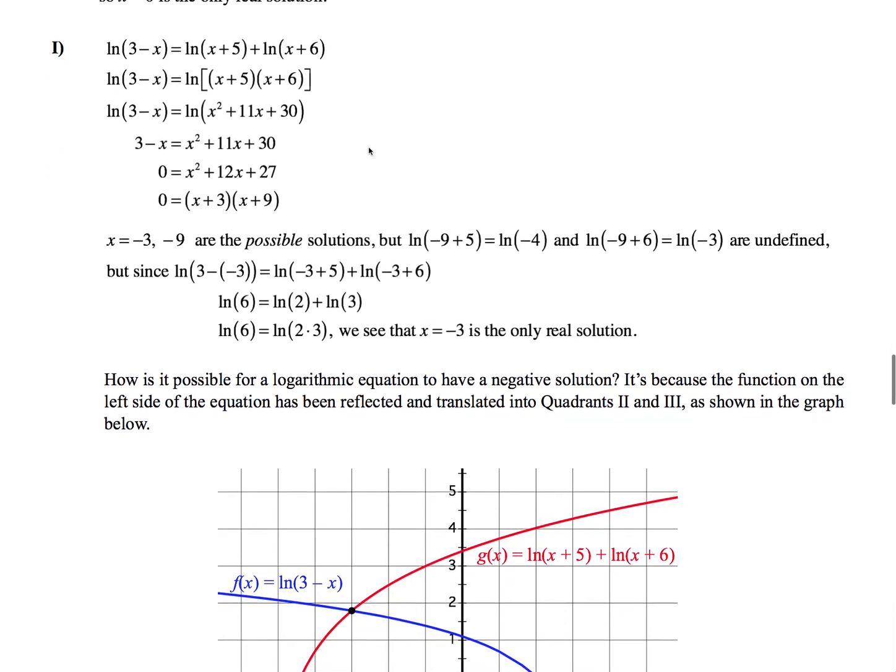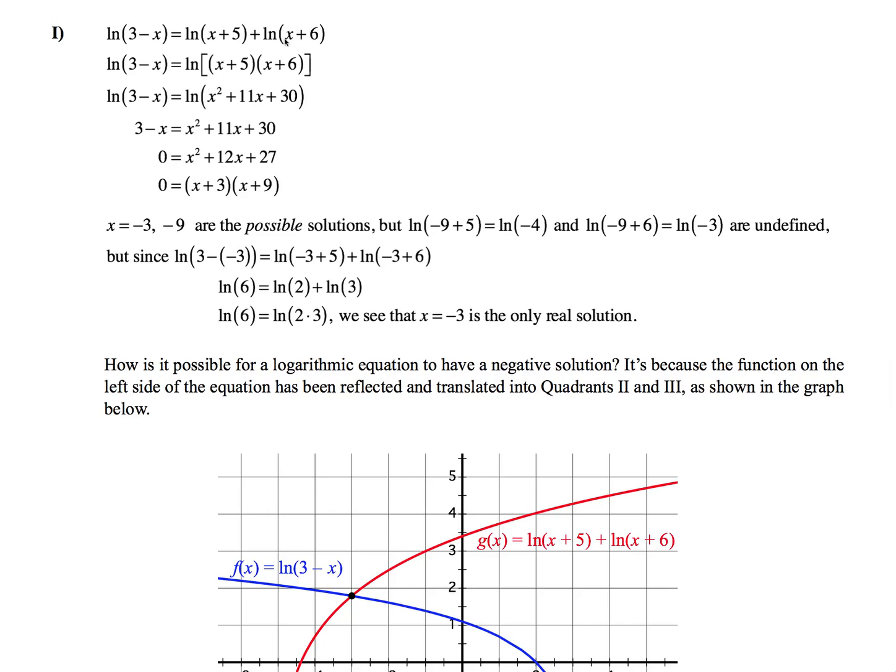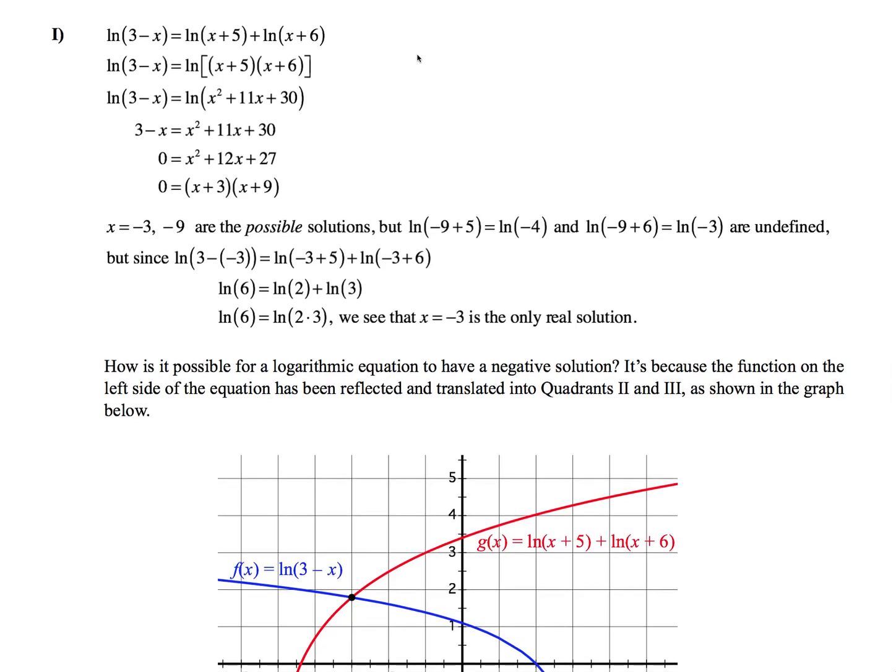Okay, now another logarithmic equation here. And this one is going to have a negative solution. So we have natural logarithm of 3 minus x equals natural logarithm of x plus 5 plus natural logarithm of x plus 6. On the right side this time we combine our logarithms using the product property, and so x plus 5 times x plus 6 is x squared plus 11x plus 30. And you can drop the logarithms now using the uniqueness property of logarithms. So we have 3 minus x is equal to x squared plus 11x plus 30.